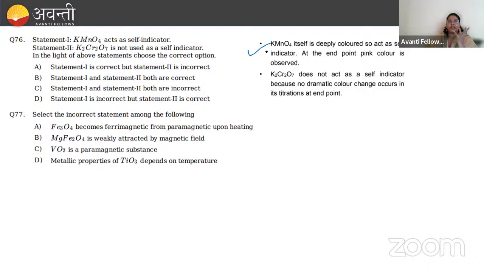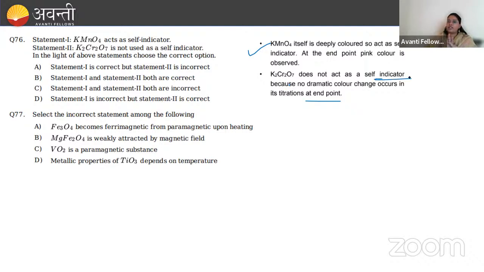KMnO4 हम लोग self-indicator जैसे use करते हैं, titration करते हैं. K2Cr2O7 does not act as a self-indicator. No dramatic color change occurs in titrations at the endpoint. So in K2Cr2O7, there is not a distinctive color change observed. In some reactions it is used as an indicator, but even though K2Cr2O7 is present, it needs one more additional indicator. Okay.